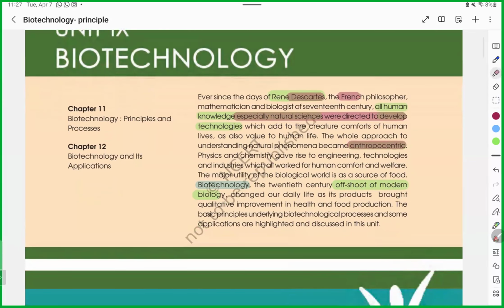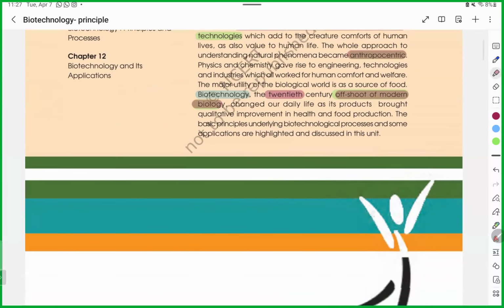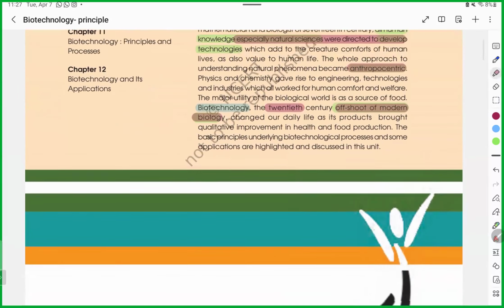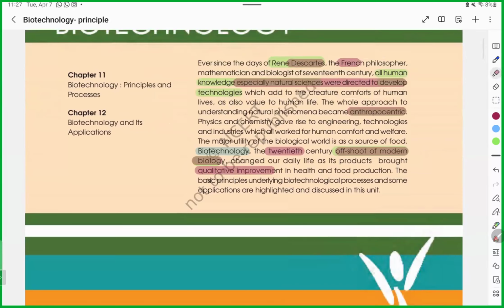And biotechnology in the 20th century is the offshoot of modern biology. A question can be asked: what is the offshoot of modern biology? Biotechnology. Correct? Because it increases the qualitative improvement in health. Quality of health increases because of that. Food production increases.